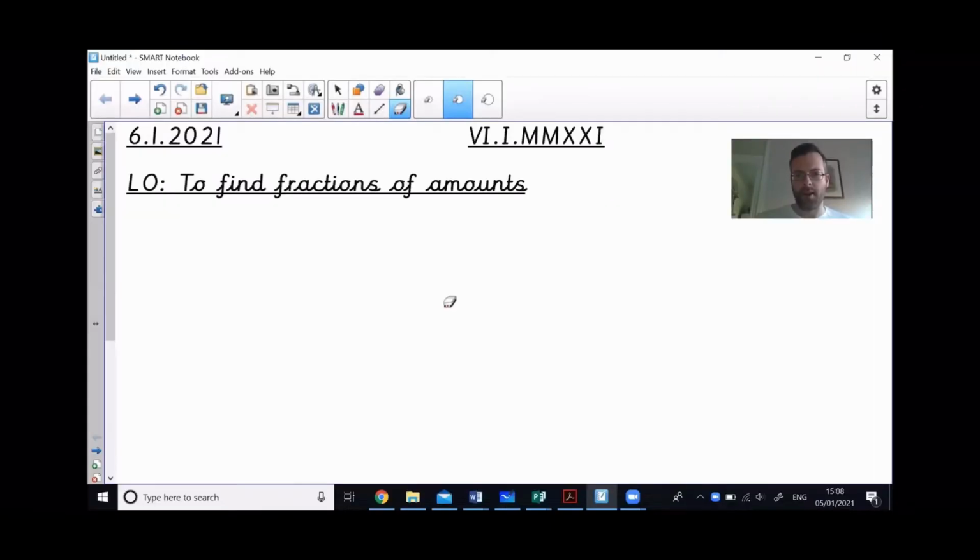Hello Year 6. So I'm going to try doing it this way. Hopefully you will now be able to see my PowerPoint here with my face in the corner. Maybe not, we'll see. Now, in maths today we're looking at finding fractions of amounts. I'm going to start off quite simple, then we'll build it up as we go through, and then you've got the different activities to do.